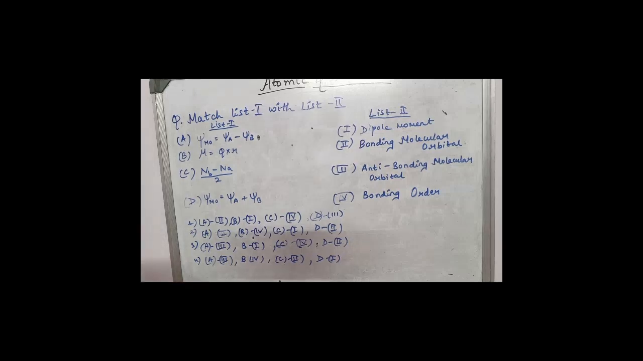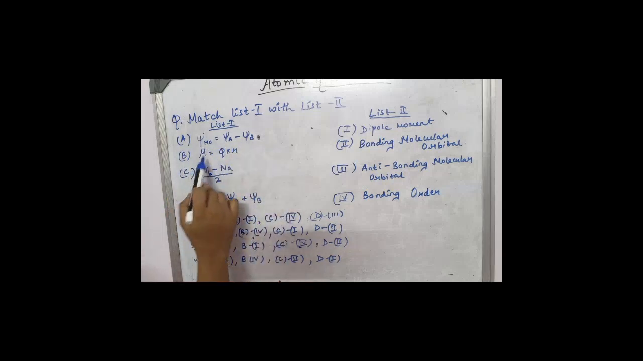So as per your request, there is another question from atomic structure which is presented on the board. Match list 1 with list 2. There are 4 things in list 1 and we have to match them with the options in list 2. Psi MO is equal to psi A minus psi B. So there is a negative sign between two wave functions, and psi MO is the wave function representing a molecular orbital.